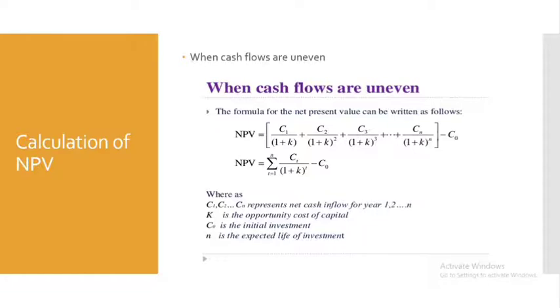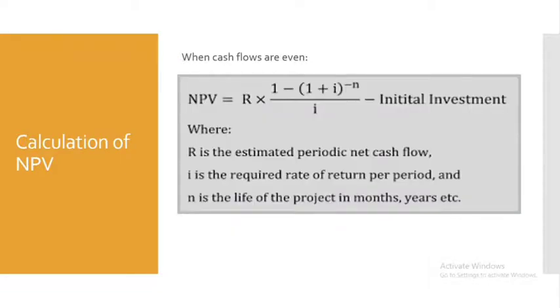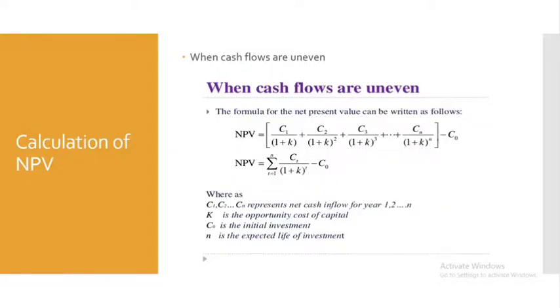If you see, even in the formula where cash flows are uneven, we are subtracting the initial investment. Same goes here. C0 represents the initial investment and N represents the expected life of the investment.